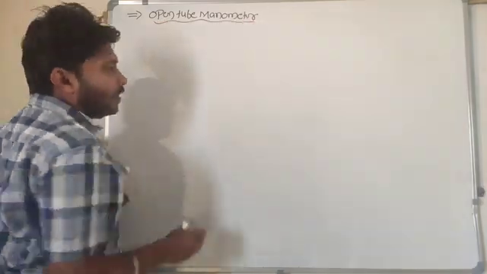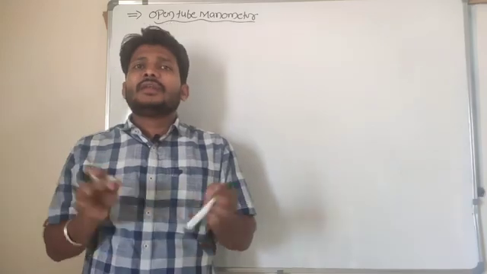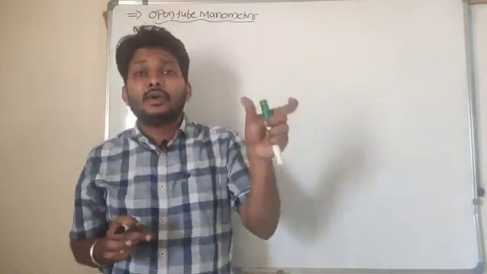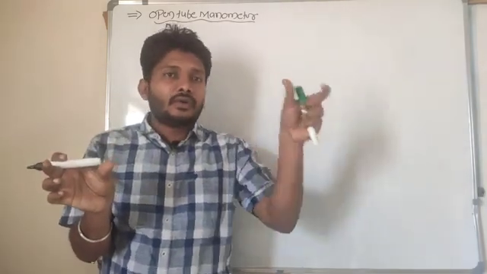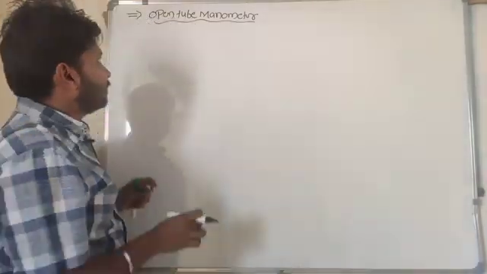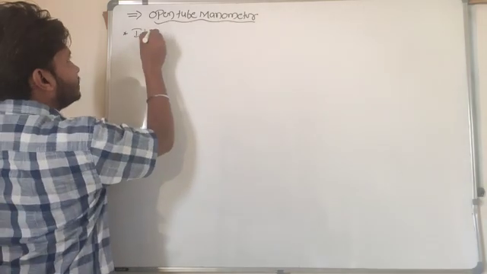So open tube manometer is a device which is used to measure the gauge pressure. Here the word gauge pressure means the pressure difference between hydrostatic pressure and atmospheric pressure. The difference between hydrostatic pressure and atmospheric pressure, we can call it as gauge pressure here. So look at here, open tube manometer is a device.